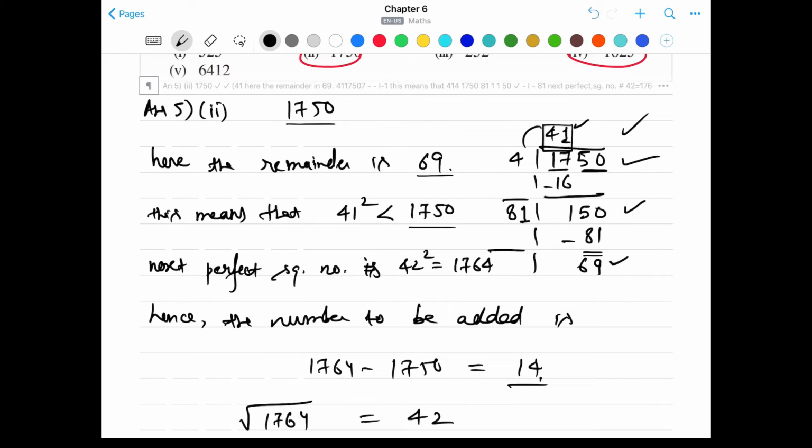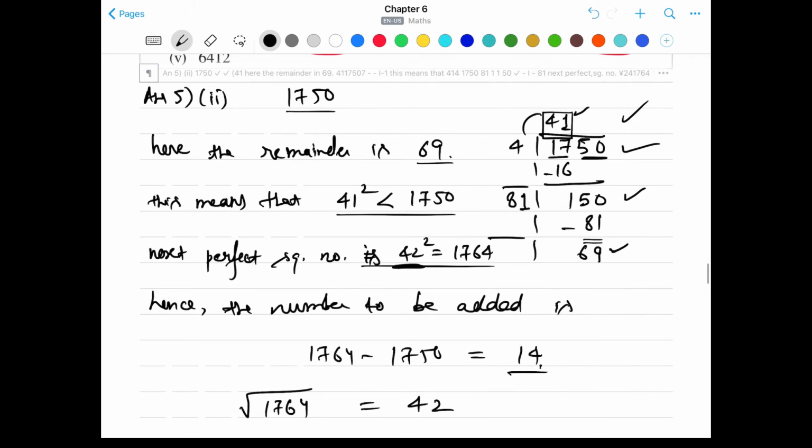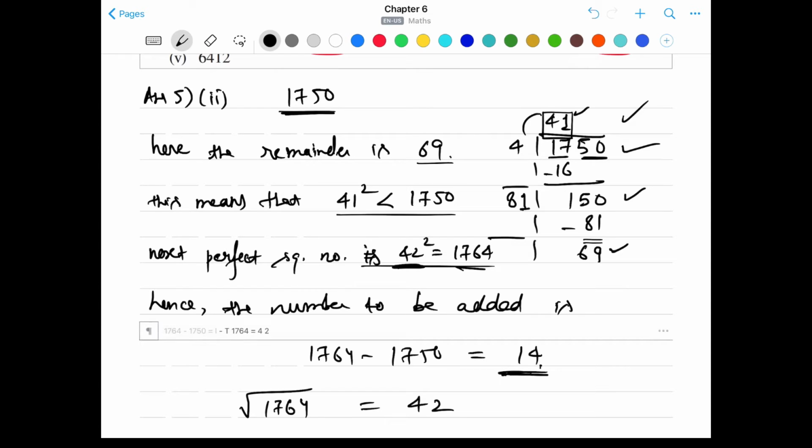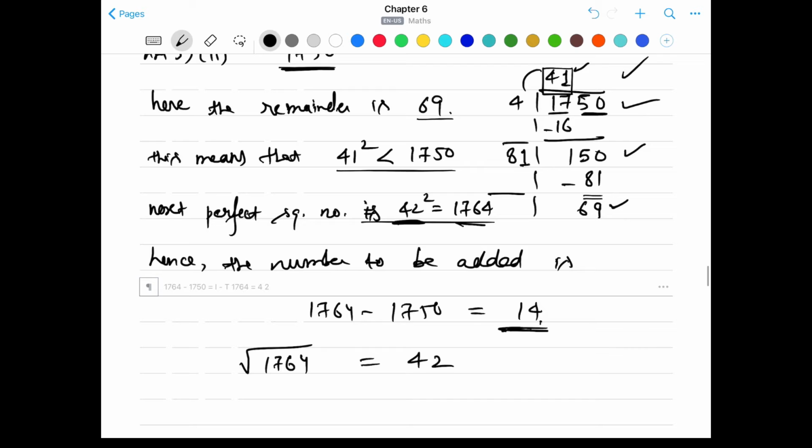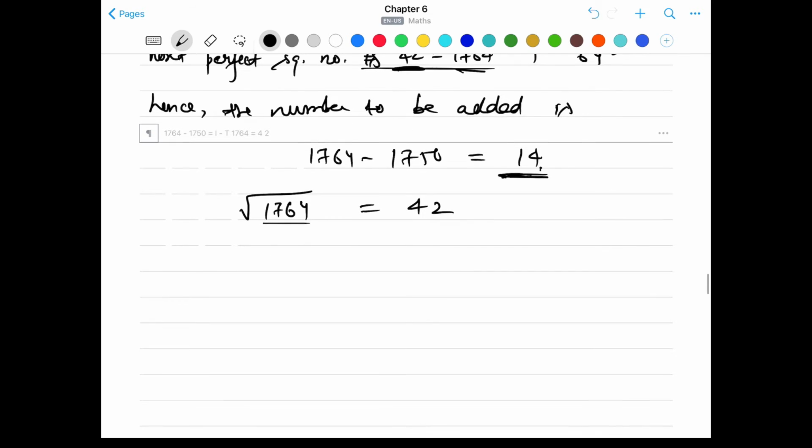Okay, so the next perfect square number is the square of number 42. The square of 42 is 1764. That means the difference between these two given numbers is 14, so we need to add 14 to make it a perfect square number. After adding 14 you will get 1764, that is the square of the number 42.